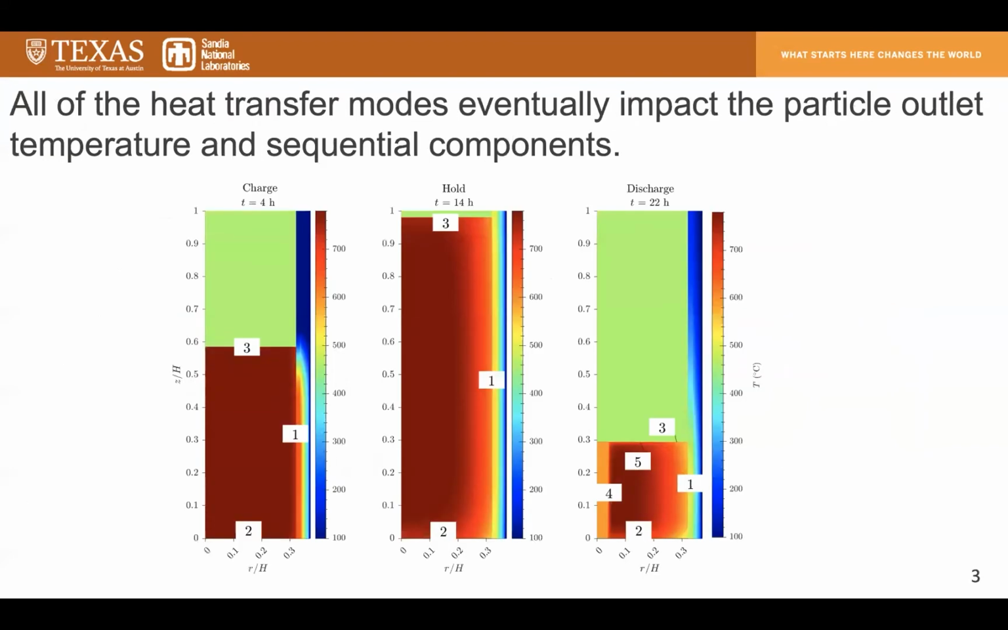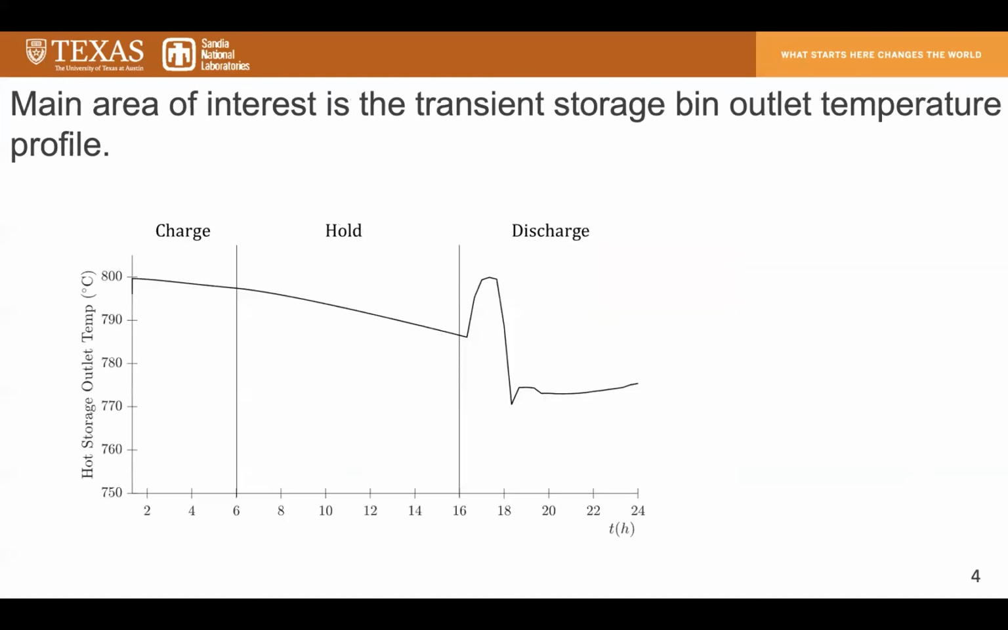So at the end of the day, this is what we can expect from our models, as far as the important heat transfer modes, and how those heat transfer modes go on to affect the outlet temperature of those hot particles that are eventually going to be drained and go into the heat exchanger. The outlet temperature is, of course, the thing that we're most interested in, because these are the hot particles that are going into the rest of the system.